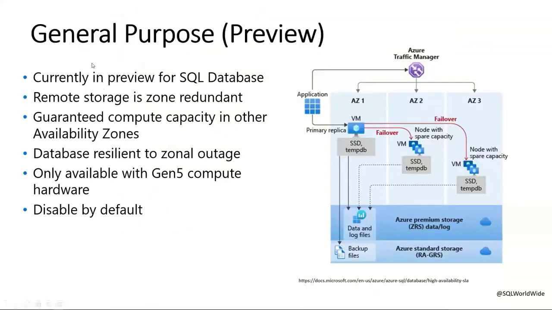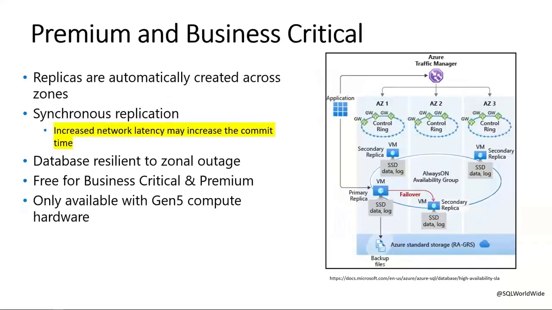For the general purpose tier, this is still in preview. It's not generally available. As you can see now, I have 3 zones, AZ1, AZ2, and AZ3, and they're all separate. So my compute, my storage, my network, everything is separate. We are still within a region, and that's how you get that data center redundancy.